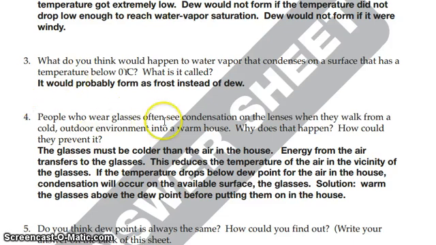Question 4 is on here. People who wear glasses see condensation on their lenses when they walk from the outdoors, when it's cold outside, into a warm house. Why does that happen? The glasses are cooler than the air in the house. The air in the house is going to transfer energy to the glasses. The reduced temperature of the air in the house is going to cause the water vapor to then condense and stick to the glasses, and that's why the glasses will get fogged up.